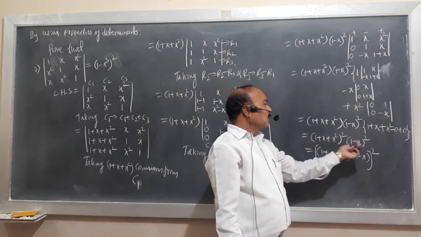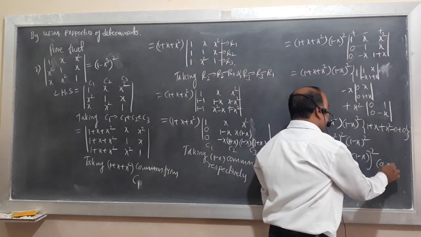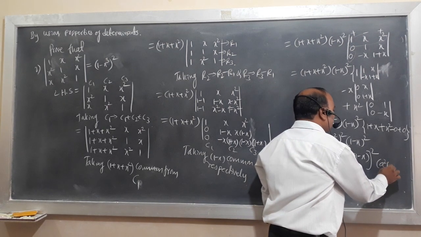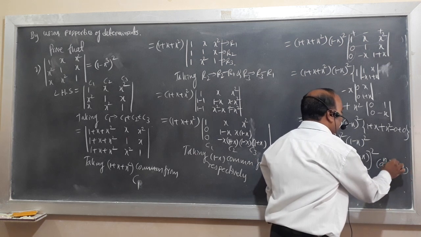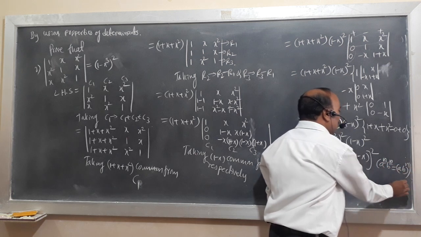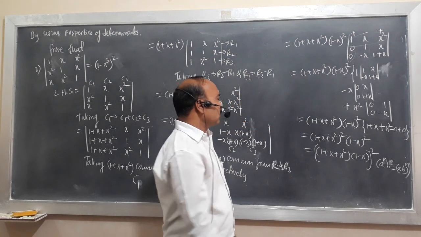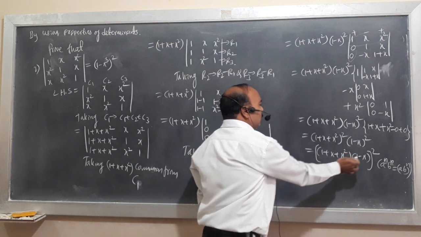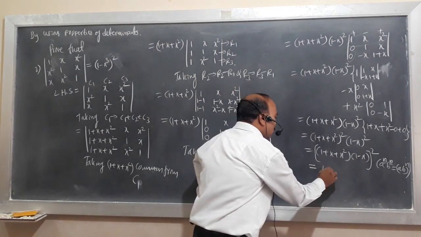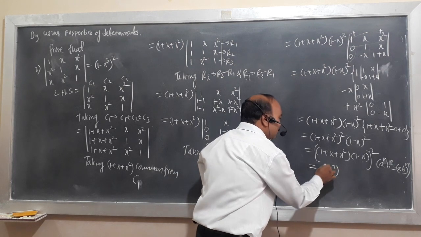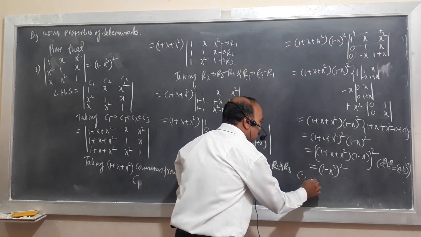Instead of writing separate squares, I will write it as whole bracket square, because of the formula a to the n, b to the n equals ab to the n. Using this formula, we have written it like this. Now it is 1 minus x into 1 plus x square formula. It is nothing but 1 minus x cube and whole square as it is.